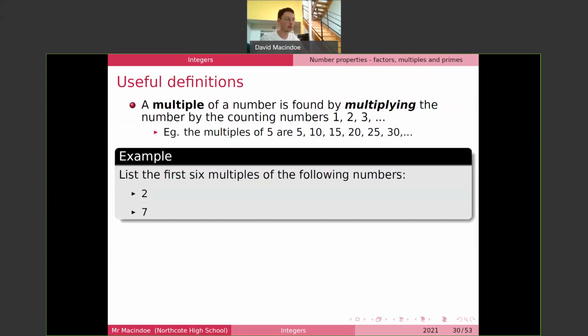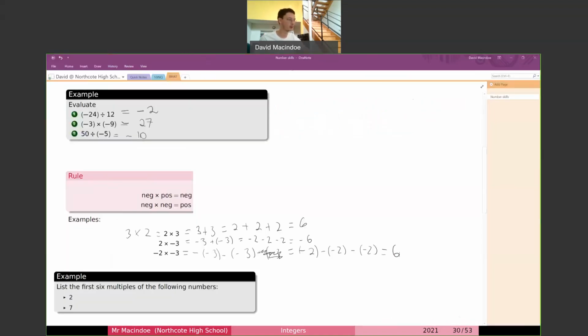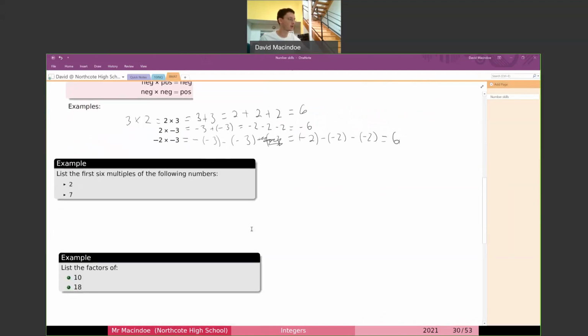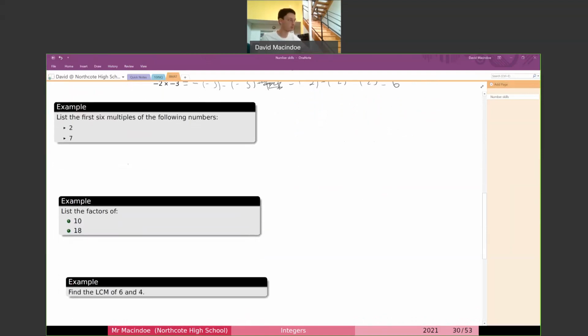The first 6 of them. I'm going to do the first 6 multiples of these two numbers. Let's have a look. So, for 2, the first multiple of any number is just itself. 2 times 1 is 2. And then the next multiples will be 4, 6, 8, 10, 12. And now we've got 6 multiples. So each time I'm just multiplying by the next number, yeah?